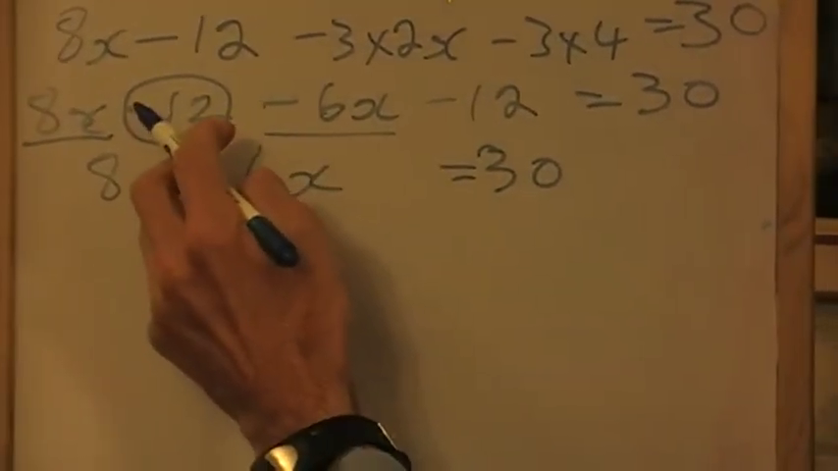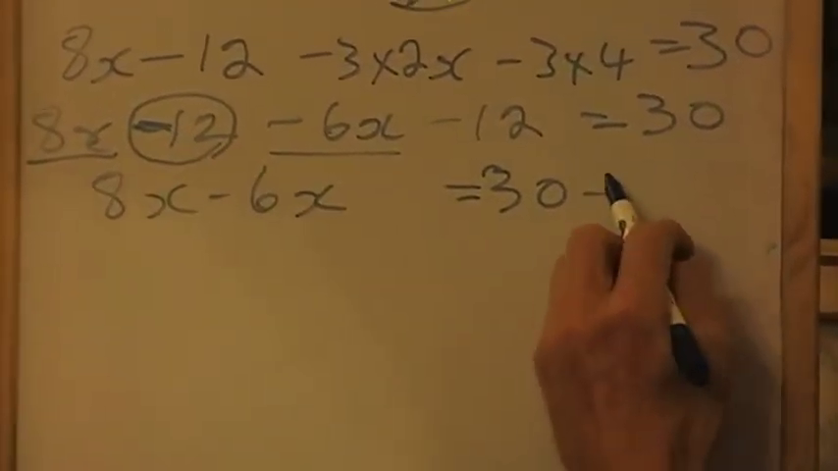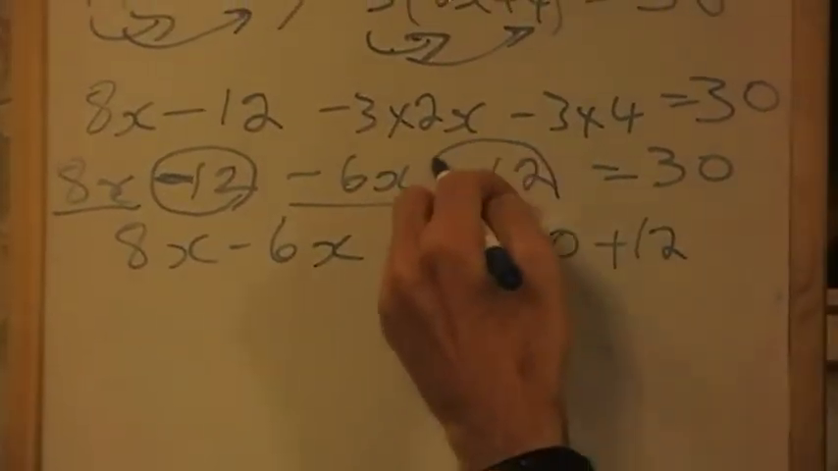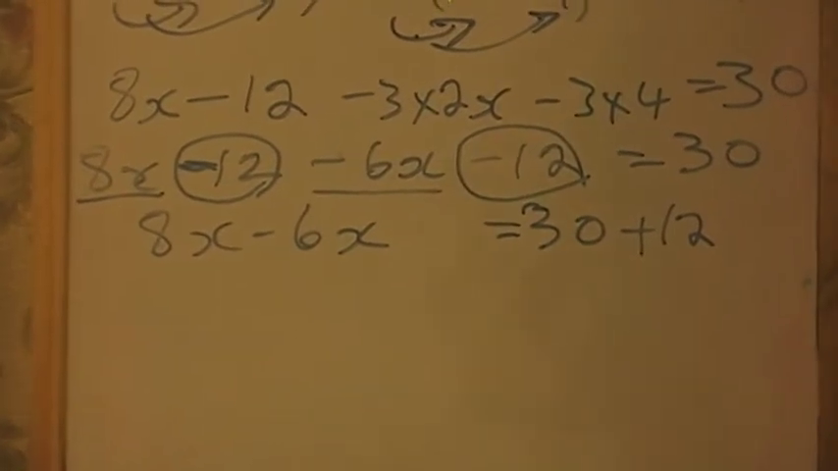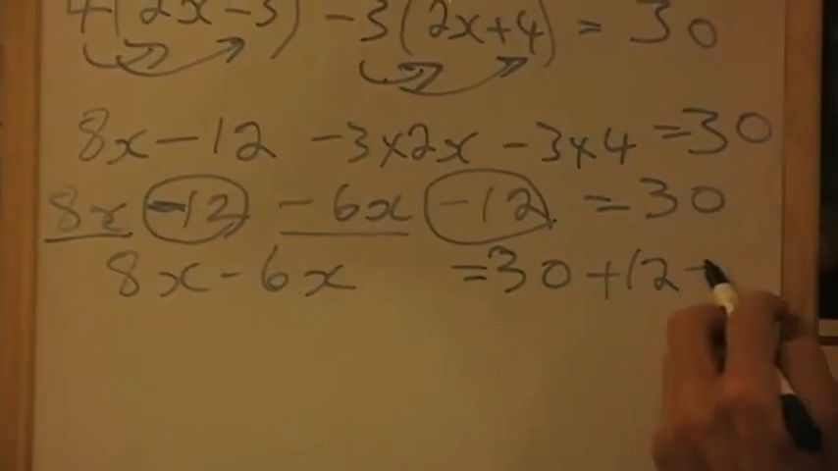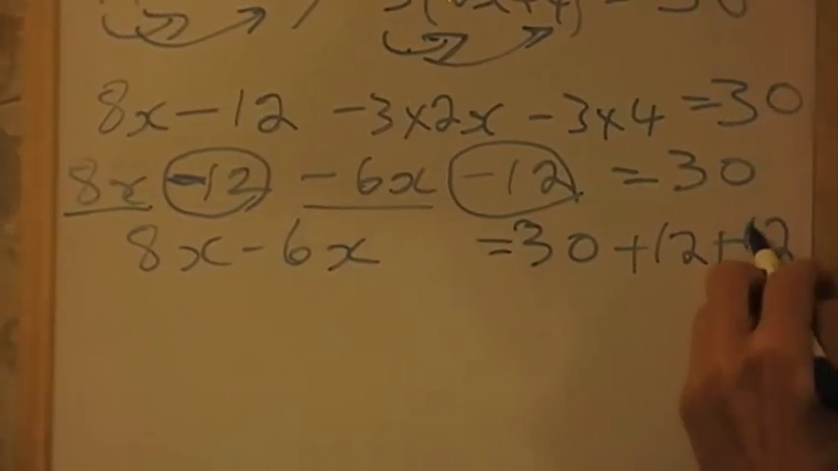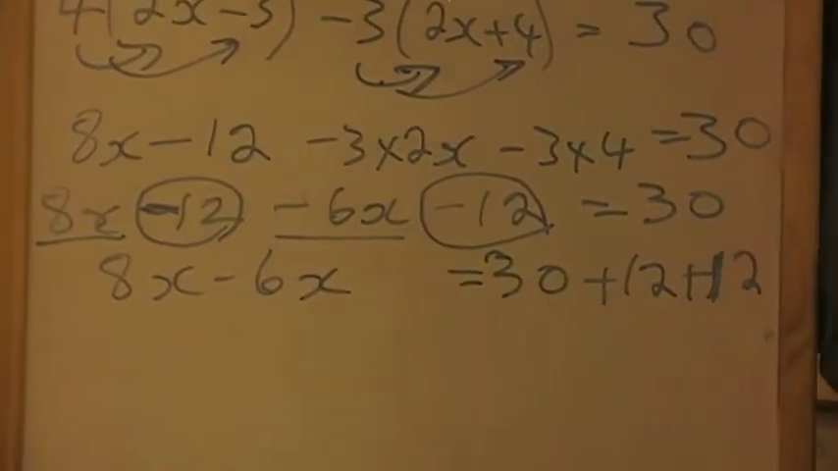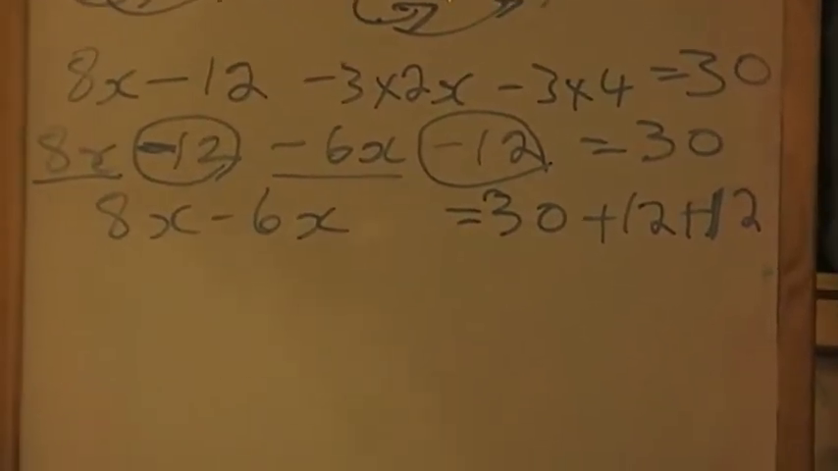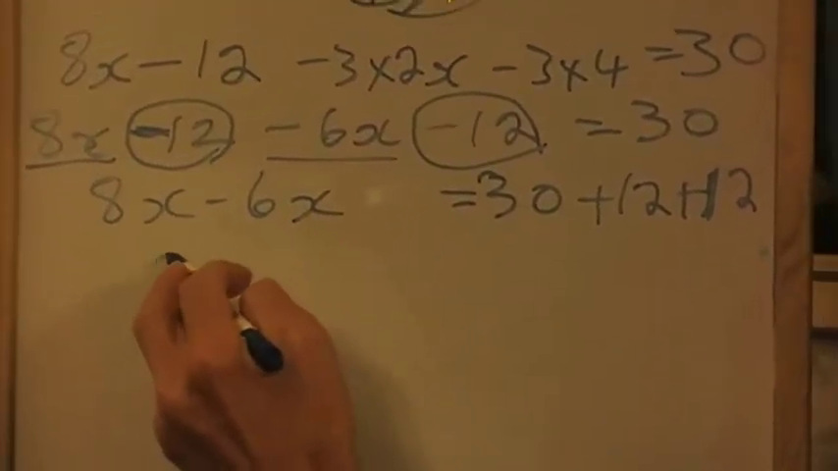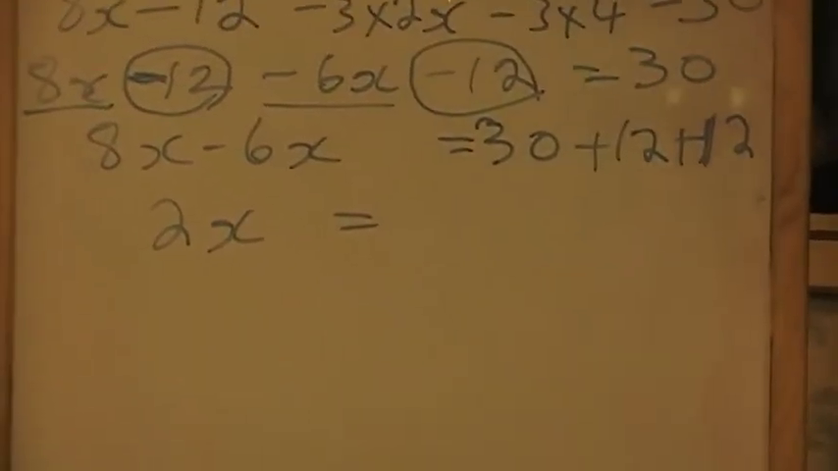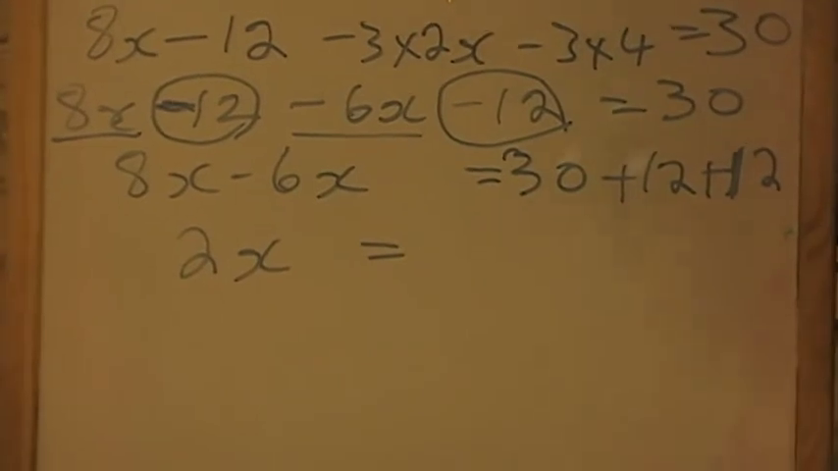So the minus 12 here will become plus 12 on the other side, and also this minus 12 goes over the equation, over the equals, and that turns to plus 12. It just so happened that both of the terms here were 12. We now collect the x's on the left, and we have 8x take away 6x, that's 2x, and then we collect the numbers.